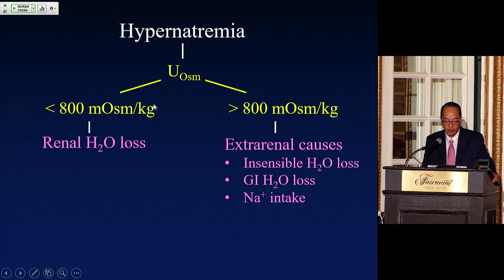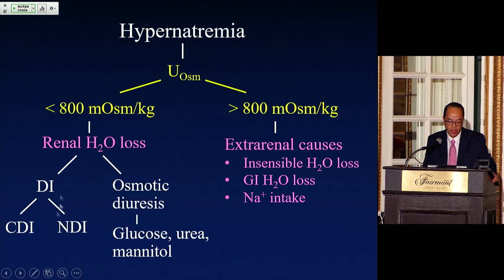If the urine osm is less than 800, as in this particular case, then the patient is having renal free water loss. And the two causes of this, again, are either diabetes insipidus, an actual concentrating defect, or osmotic diuresis. So you can get to the answer this way as well.